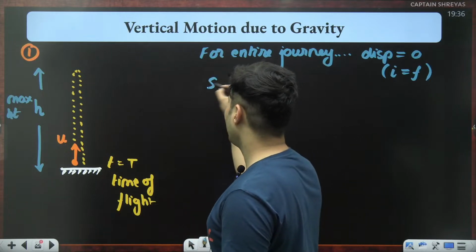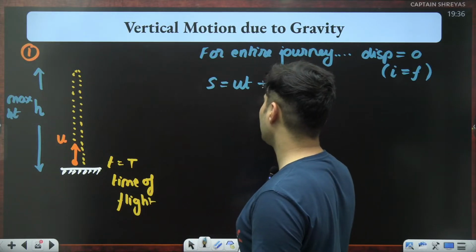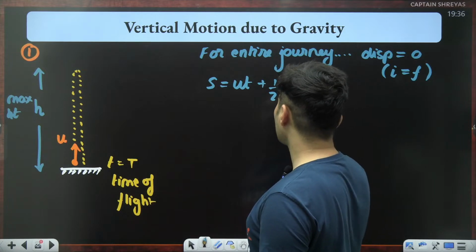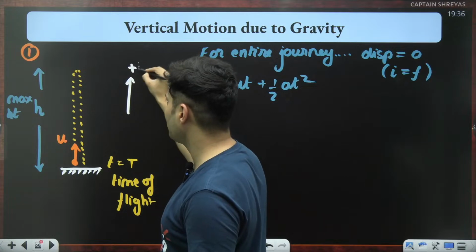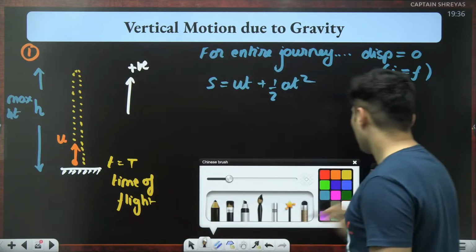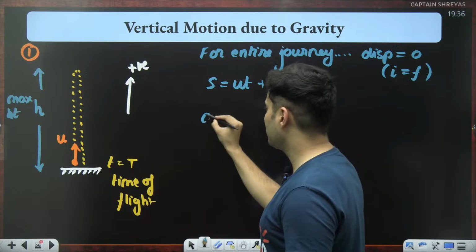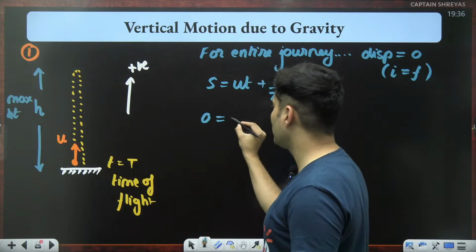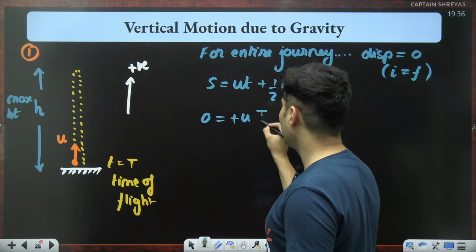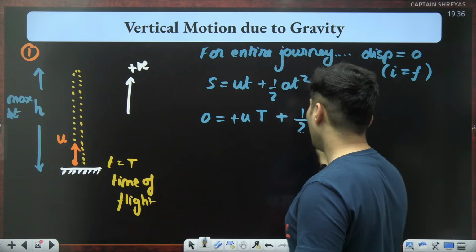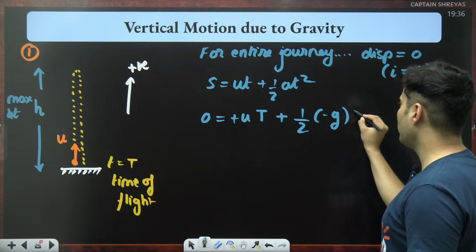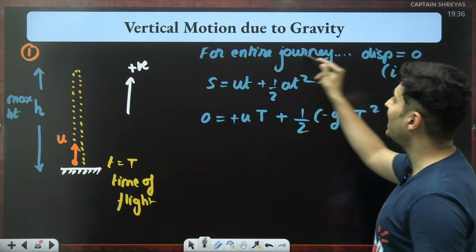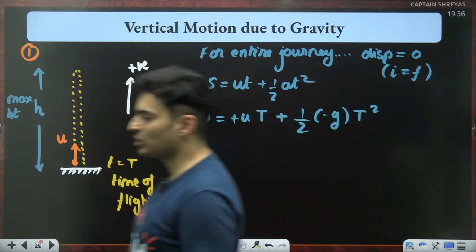So if I use the second kinematic equation, which is s = ut + half at square, and let's stick with our standard thing, which is upwards as positive direction, what do I get? s is 0. Initial velocity is upwards, so plus u. The time will be total time, plus half. Acceleration is downwards, so minus g. And time is the total time because it's the entire journey.